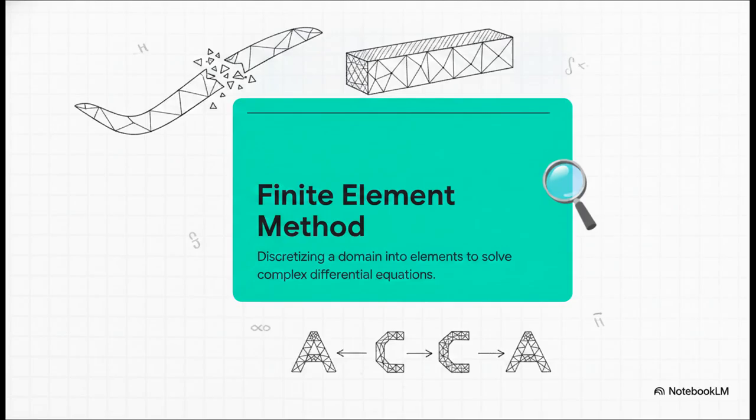Think back to early 3D video games, where round objects were actually made of hundreds of flat, blocky triangles, right? Engineers do the exact same thing to model the smooth aerodynamic curve of an airplane wing. They break it down into simple triangles, calculate the physics for each tiny piece, and then assemble them all back into our A transpose CA framework.